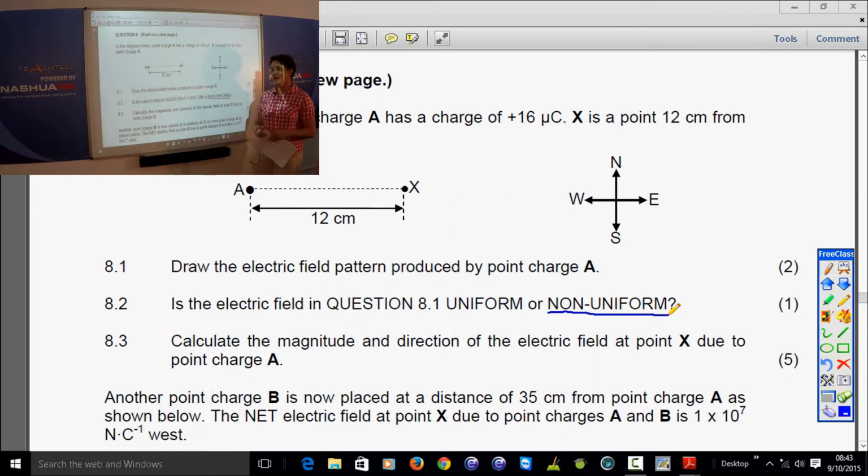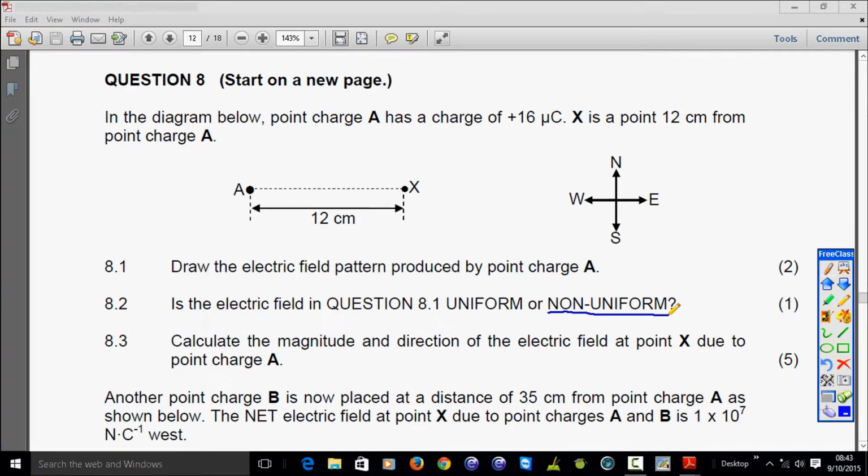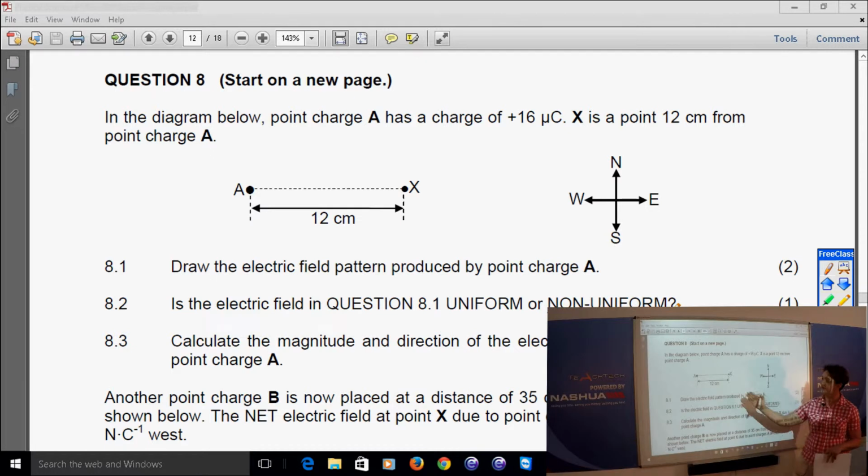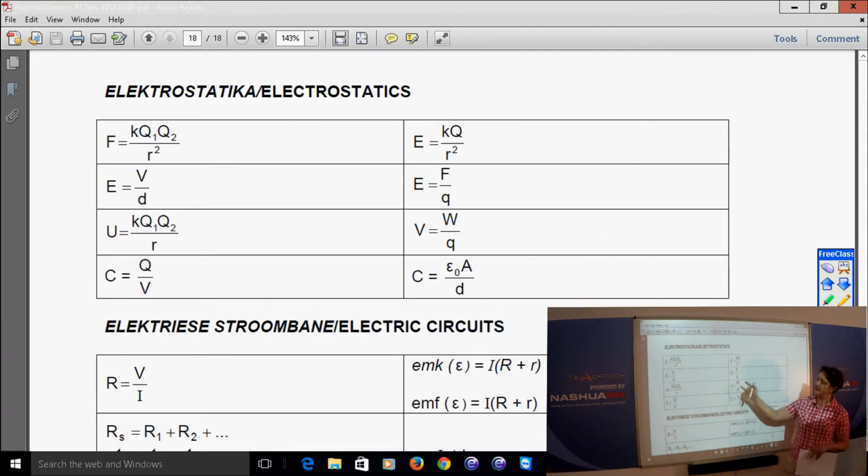Right. Now 8.3, calculate the magnitude and the direction of the electric field at point X due to point charge A. So we have charge, distance, and we are looking for electric field. So if we look at our information sheet, E is your symbol for electric field strength, but we have charge and the distance. So that is the formula we'll be using. So just the normal E is KQ over R squared.